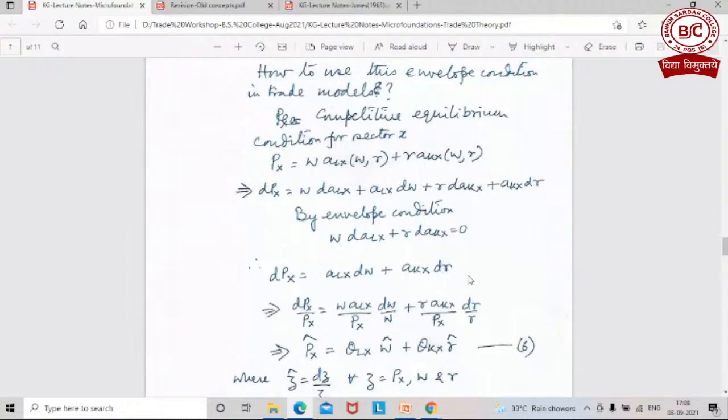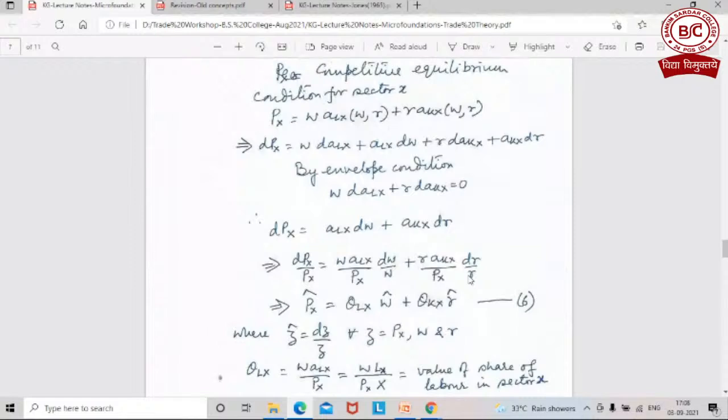And after this, we make some simple adjustments. These adjustments are known as hat algebra. It's very simple. Hat means if I write dz by z, or d of log z, we call it z cap or z hat. So z is a variable. dz by z is the differential of z with respect to z, or d of log z; we call it z cap. Is it okay?